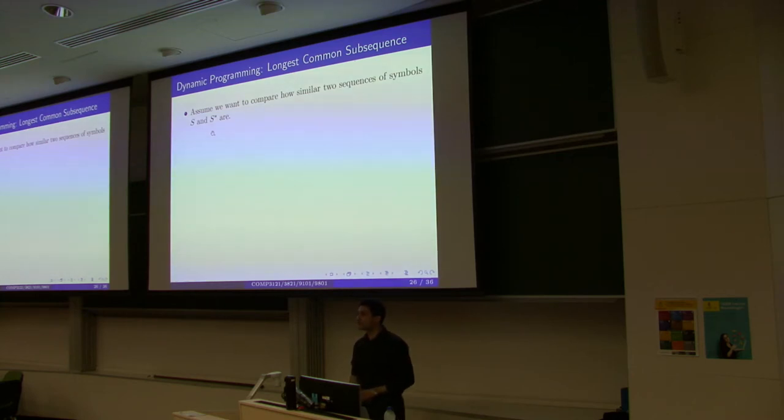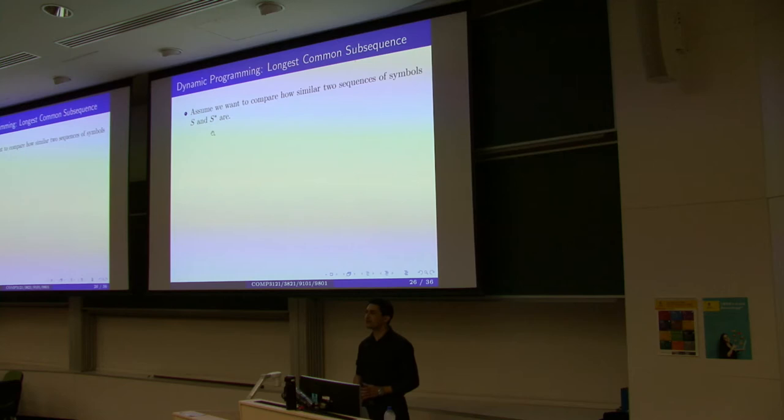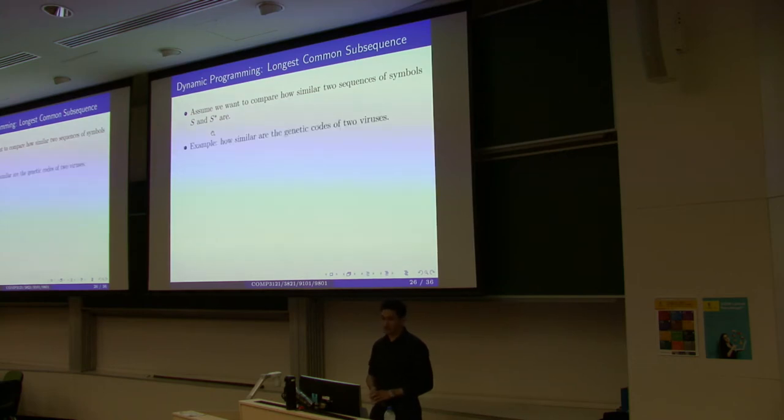So just to make things more concrete, we'll recap this example which I started yesterday. And this is concerning the problem of finding the longest common subsequence. So let me just define it again, because we may have forgotten about it from yesterday. So assume we want to compare how similar two different strings S and S star are. And this has various applications in genetics, in gene sequencing, and so on.